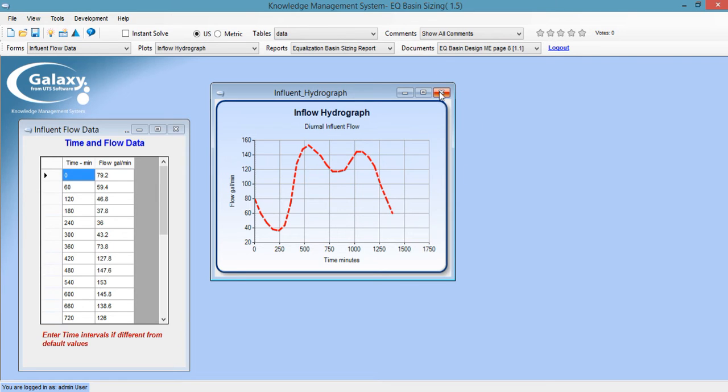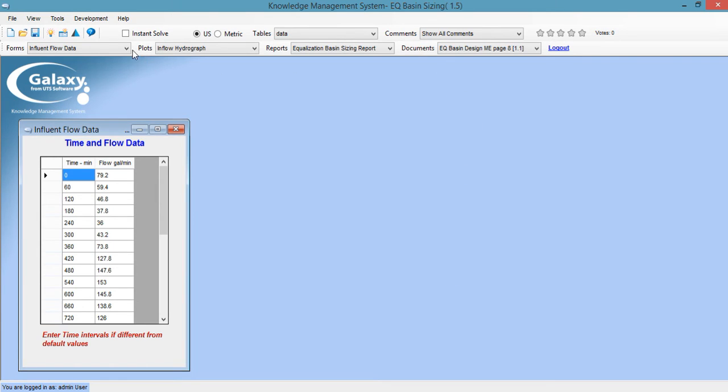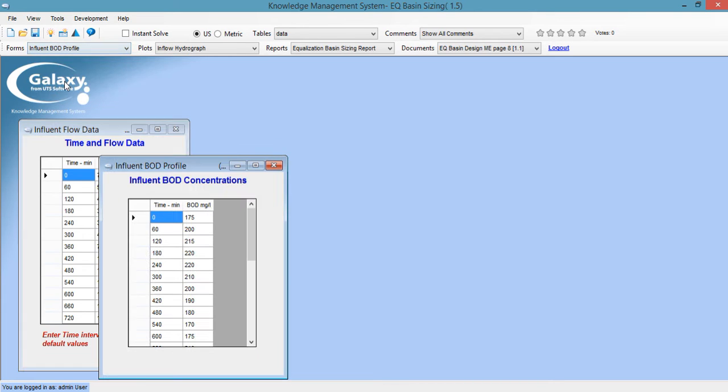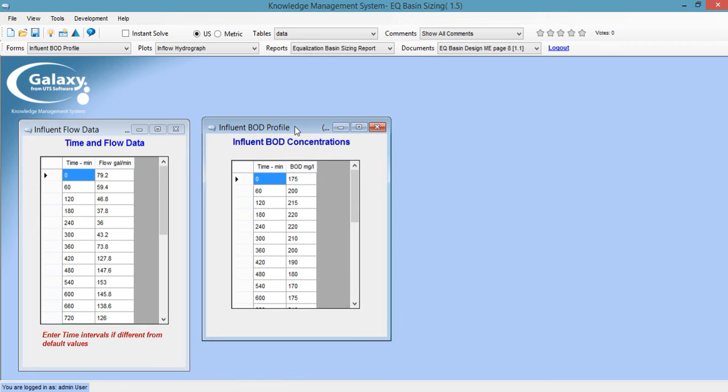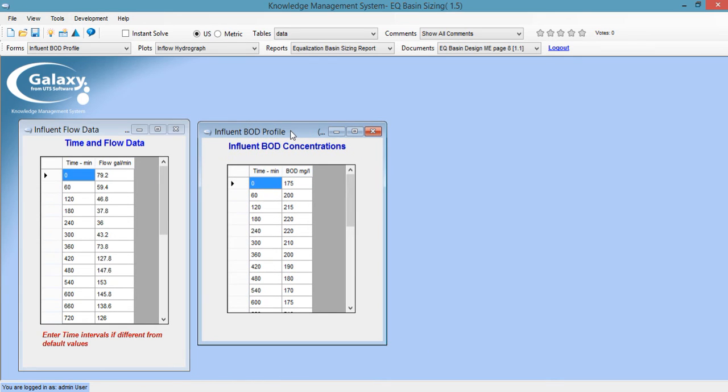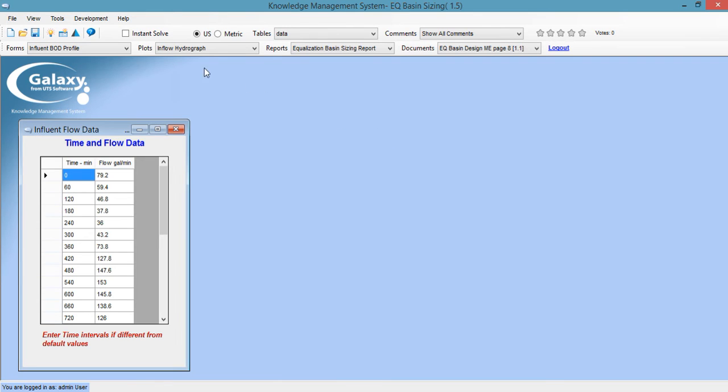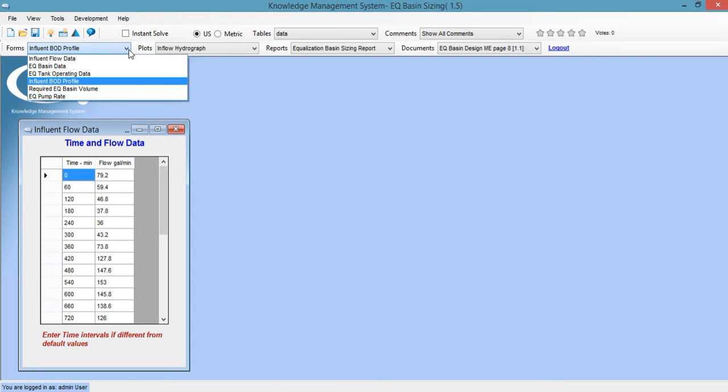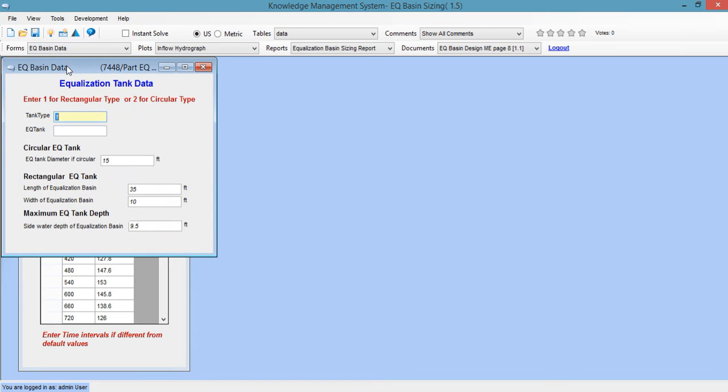Okay, so we will close this, and then the next thing we need, if you have it, is the Influent BOD Profile. If you were to sample the raw sewage coming in every 60 minutes for BOD, COD, suspended solids, whatever parameter, you would have the ability to enter the data here during these time intervals, which we have done. Okay, now we have the equalization basin data.